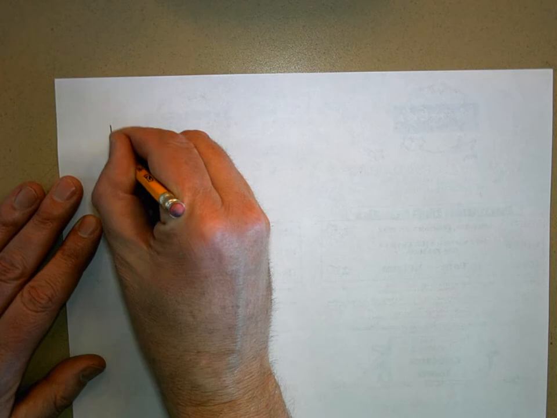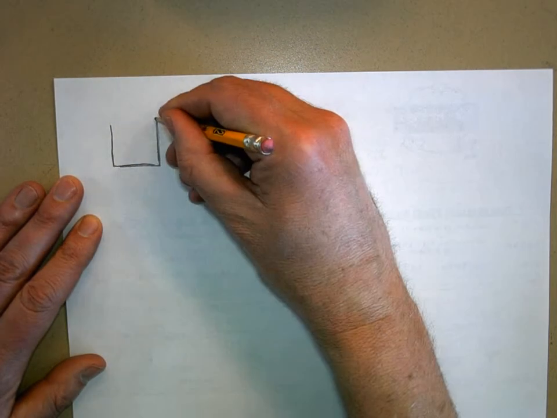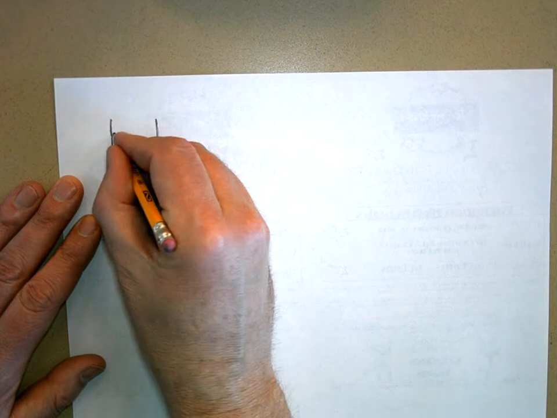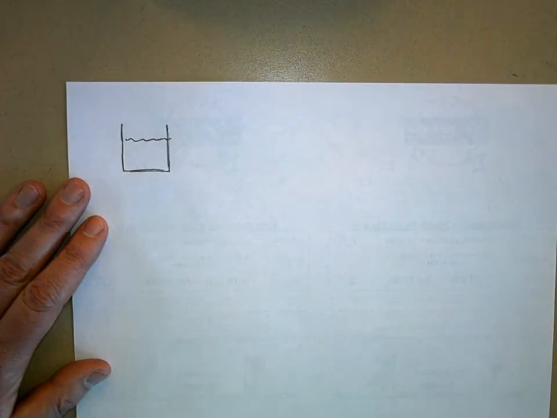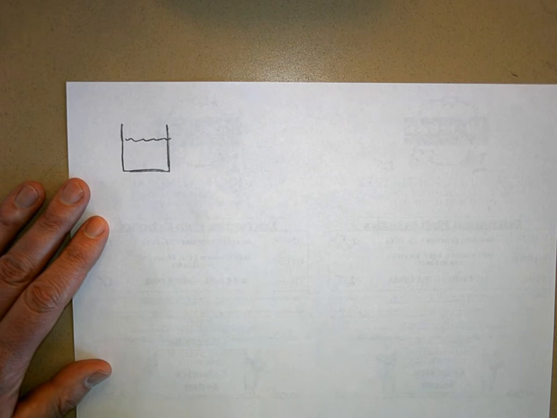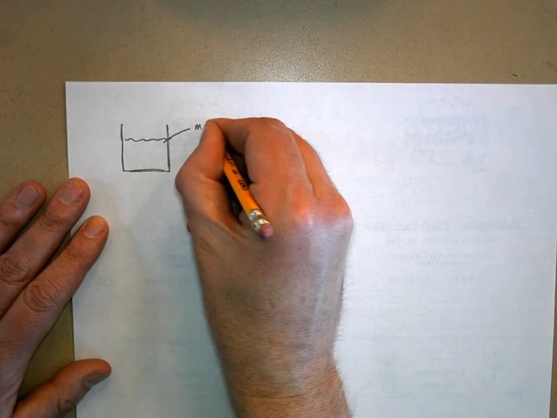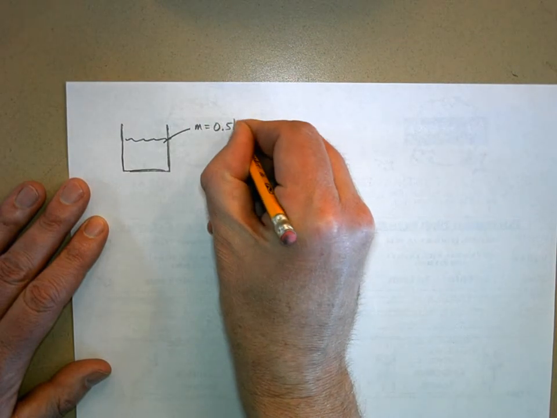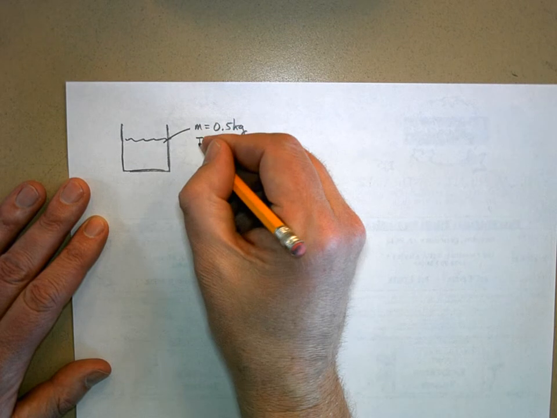Suppose I have an insulated beaker. I'm going to put a beaker right here, and this water is going to be at a certain temperature. So let's say in this beaker I've got half a liter of water, which is 0.5 kilograms. So the mass is 0.5 kilograms of water. And let's say the water starts off at a pretty low temperature.